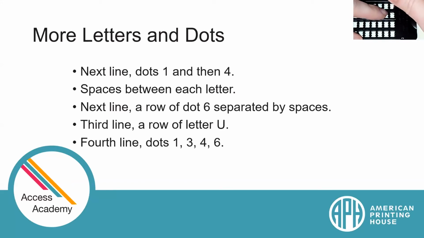Practice this with spaces in between, dot 1 and dot 4, dot 1 and dot 4 and a space, dot 1 and dot 4 and then a space. When you're done with that, you locate the next line and try doing a row of dot 6 separated by a space. Dot 6 is the bottom left-hand side, so the bottom second column.